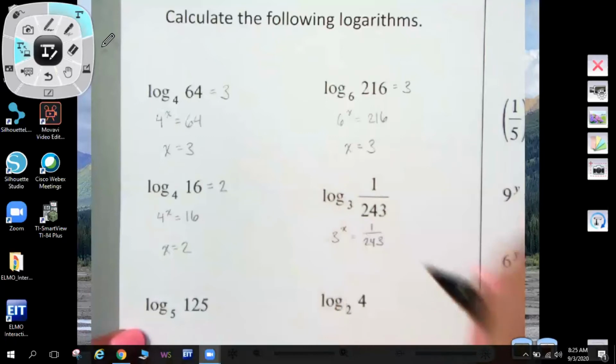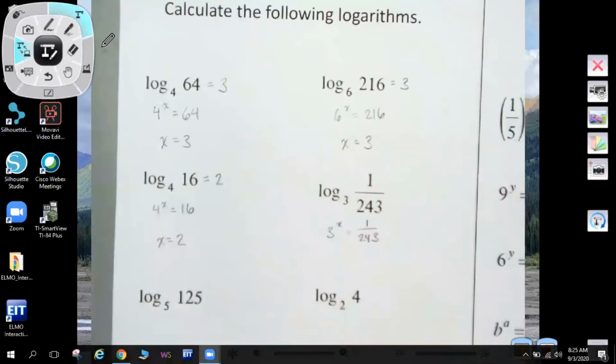So we're raising a whole number to a power and then ending up with a number that's less than 1, a fraction. How's that possible? Any guesses on what our exponent might look like? Our exponent is going to be negative.